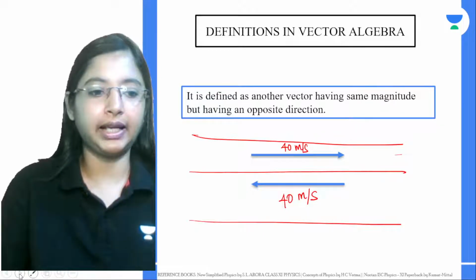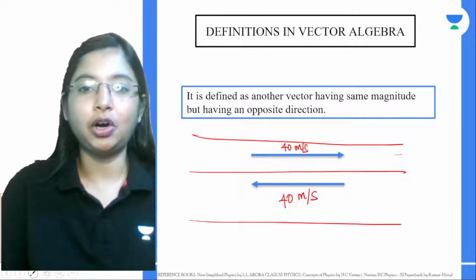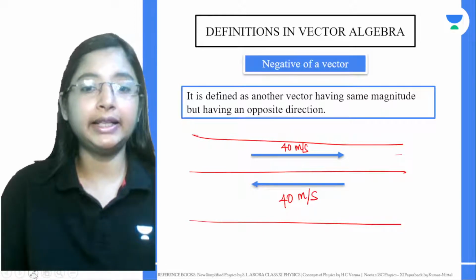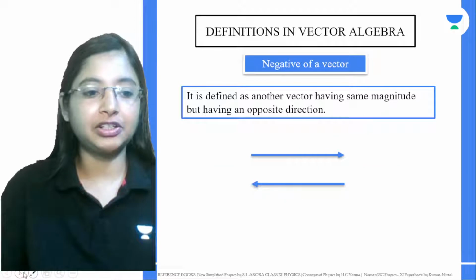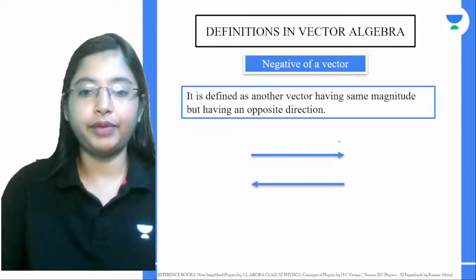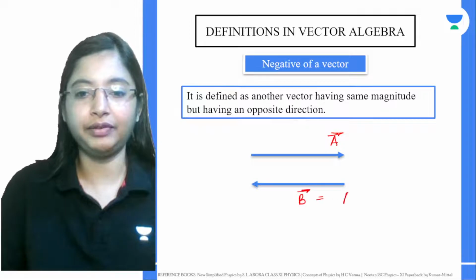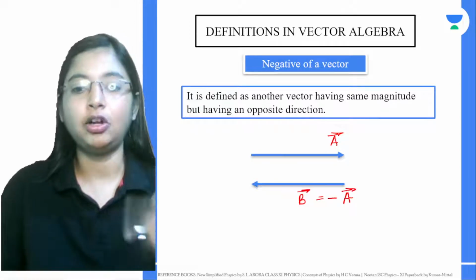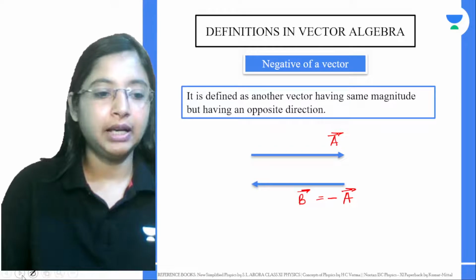Then this vector is actually the negative of the other vector. Why? This A vector is in this direction, but this B vector over here is the A vector in magnitude, but in the opposite direction. So you can call this minus A vector.